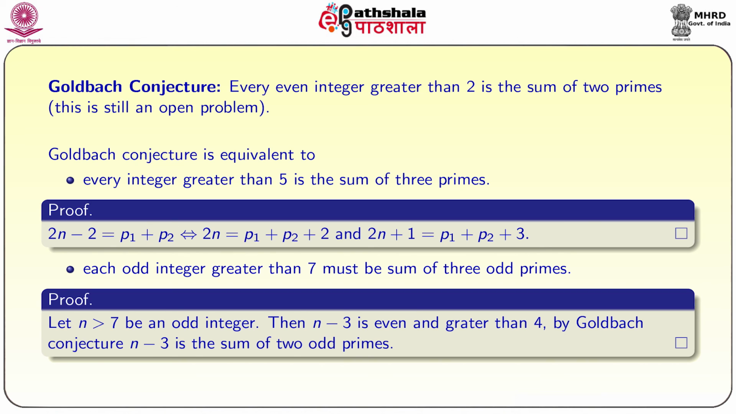Similarly, another equivalence is, each odd integer greater than 7 must be the sum of 3 odd primes. So, here also the proof is simple. Let n greater than 7 be an odd integer, then n minus 3 is even and greater than 4. So, by the Goldbach conjecture, n minus 3 is the sum of 2 odd primes.